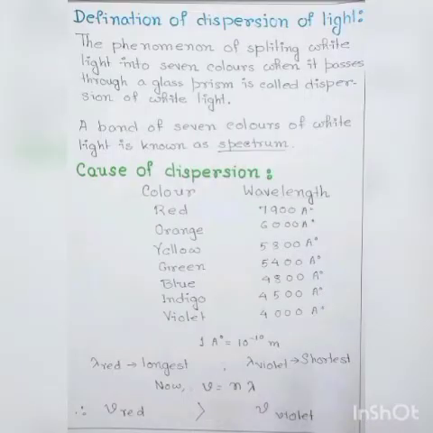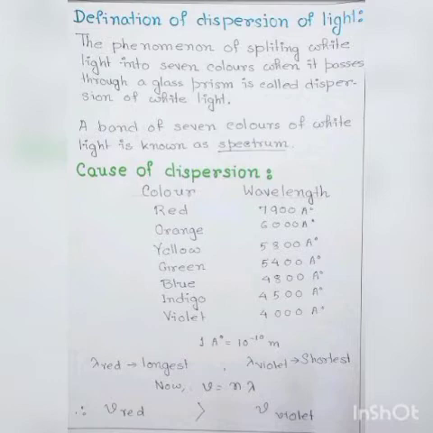So what is the definition of dispersion of light? The phenomenon of splitting white light into 7 colors when it passes through a glass prism is called dispersion of white light. And the band of 7 colors of white light is known as spectrum. Here I would like to inform you that the dispersion of white light was investigated by the famous scientist Sir Isaac Newton. Now let us discuss what is the cause of dispersion.